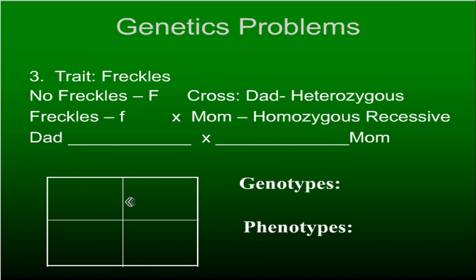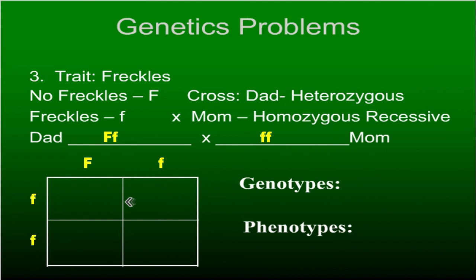Now, the father is heterozygous and the mom is homozygous recessive. So, meaning to say, we can write the father as one capital letter F and one small letter F representing heterozygous. The mother is homozygous recessive, making it both small letter F. So, first, write the genotype of the father at the top. So, we have there heterozygous, the mother homozygous recessive.